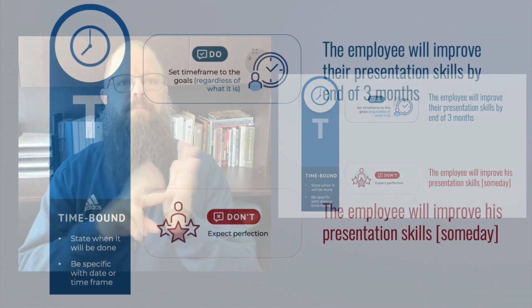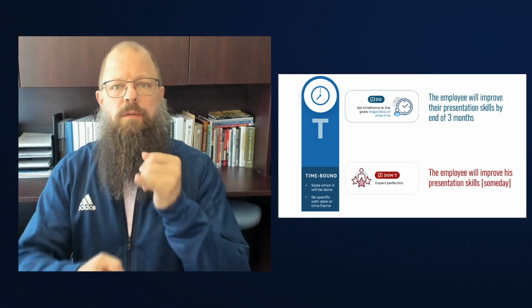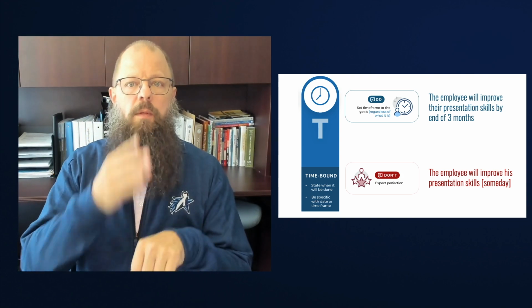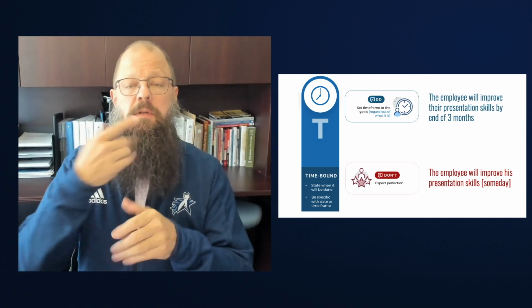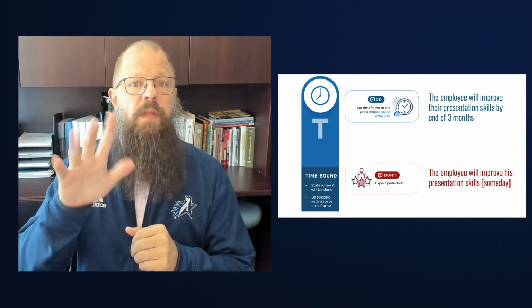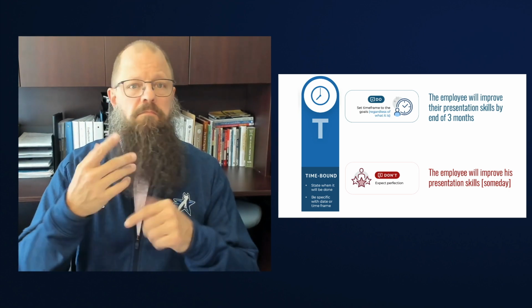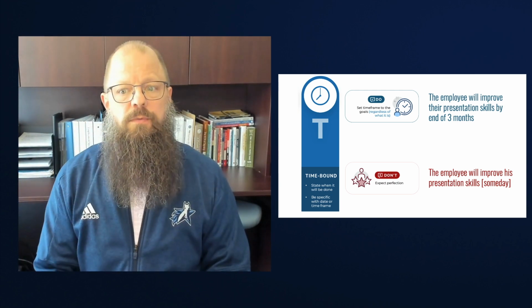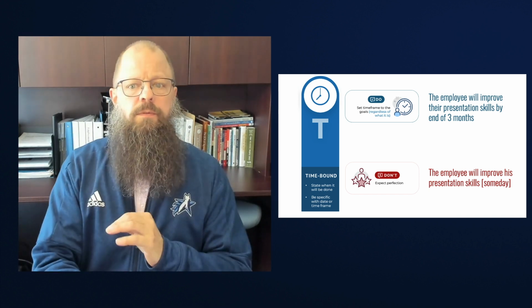T. Time bound. Meaning there's a start and end date for that goal. For example, the employee will improve their presentation skills by the end of 3 months. It could be stated by the end of January 2025, by April of 2025. It could be 3 months, 6 months. The important part is that there is an end goal, an end date for that goal.